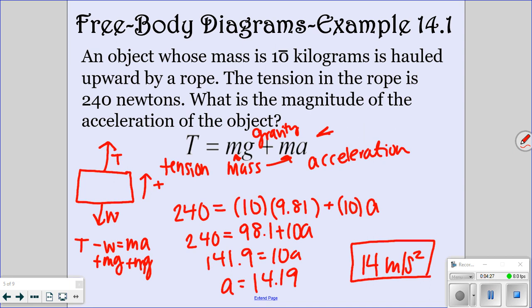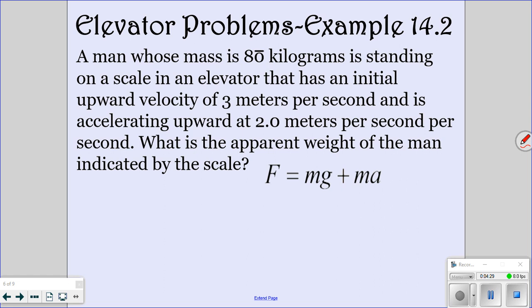We're going to look at another one. A man whose mass is 80 kilograms is standing on a scale in an elevator. So we have our elevator, and we have our man standing here. And it has initial upward velocity, so we're going up. And what is the apparent weight of the man indicated by the scale?